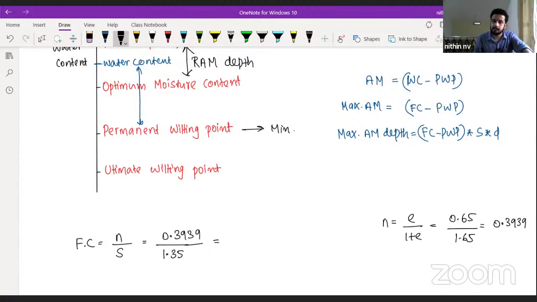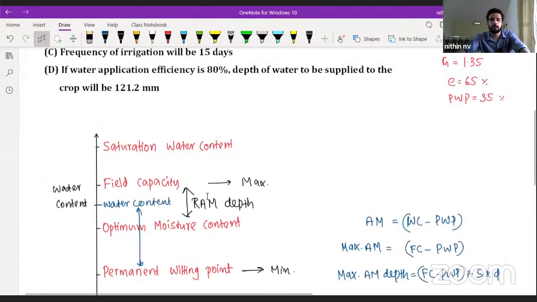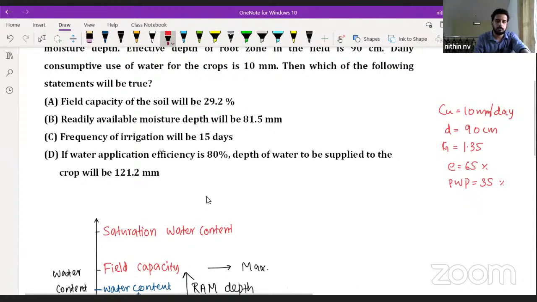Then you will be getting it in decimal. Specific gravity does not have any unit. n, either we can put it in decimal or in percentage. If you are putting it in decimal, you are going to get field capacity in decimal. We can convert into percentage also. How much will be the field capacity then? 0.3939 divided by 1.35, nothing but 0.2918. I can put it into percentage also if required. Clear? So go back to the question and check: 29.2. Okay, so option A is correct or not? Yes, sir, it is correct.